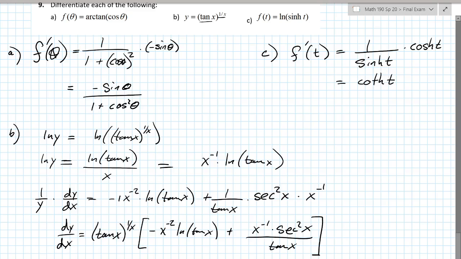Don't forget, the derivative of the hyperbolic cosine is the positive hyperbolic sine. That's one way that the derivative of the hyperbolic cosine differs from the trig cosine function.